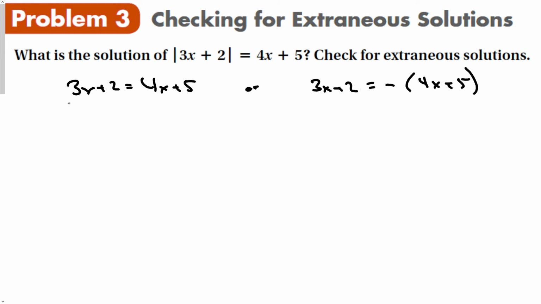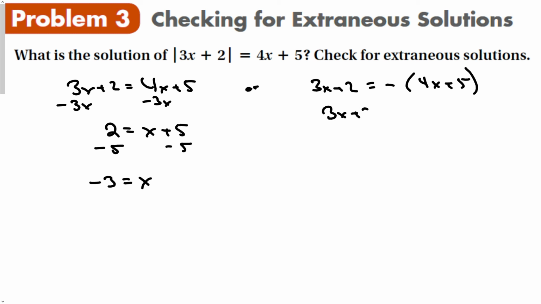So let's solve both of these. In this case, I'm going to subtract the 3x from both sides in order to keep x positive, just to make my equation a little bit easier. So we get negative 3 is equal to x over here.